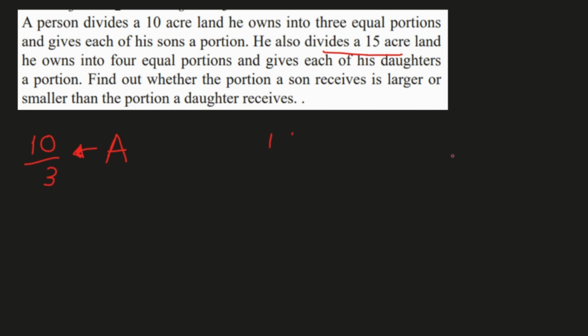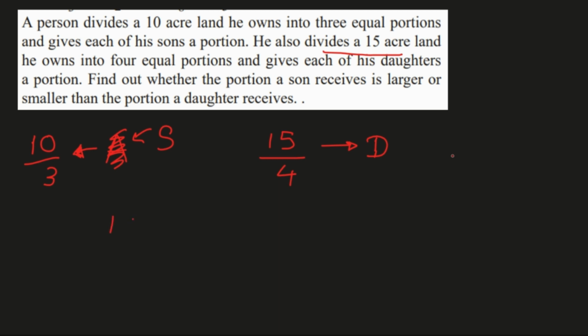Then he also divides a 15-acre land he owns into 4 equal portions and gives one to each of his daughters. One portion that a daughter would get will be 15 upon 4 then. Find out whether the portion a son receives, so this is the son. Let's write it as S. So find out whether the portion a son receives is larger or smaller than the portion a daughter receives.